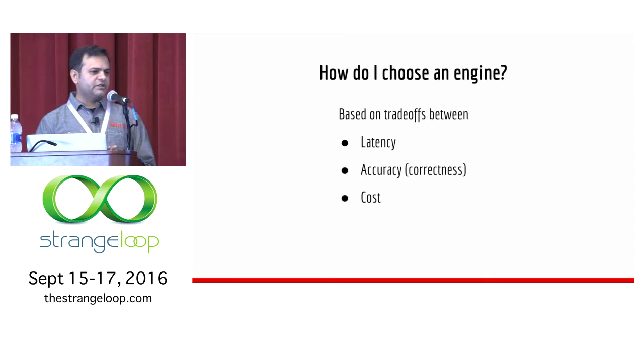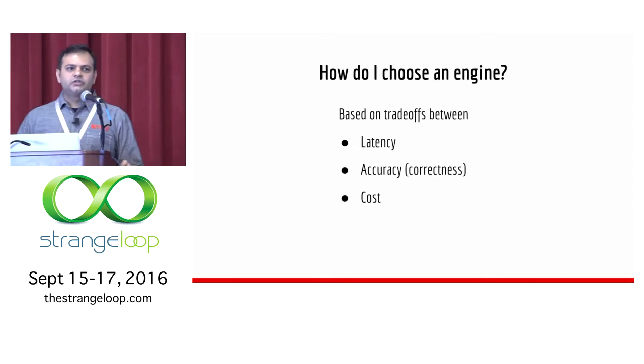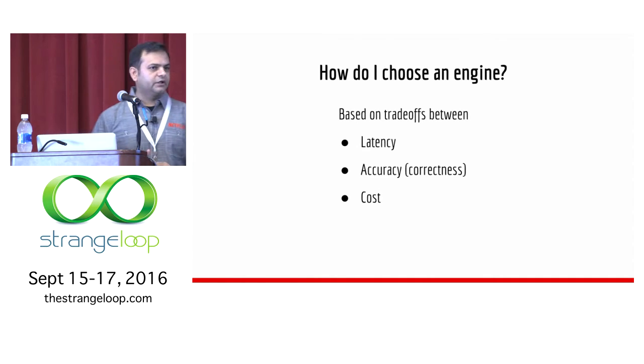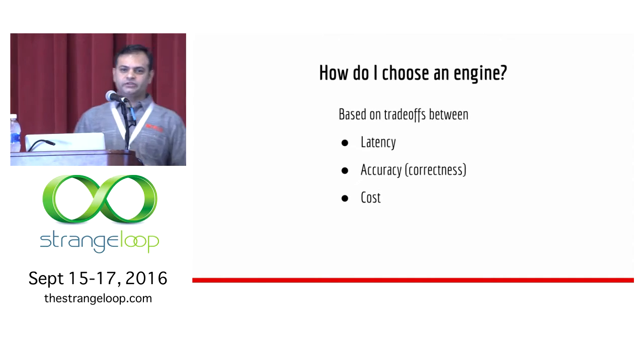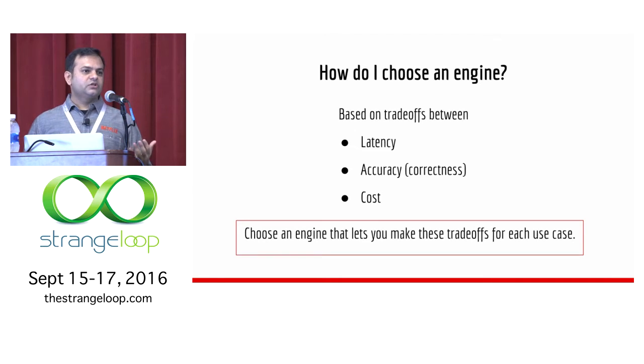So you may ask, how do I choose a certain processing engine? There are 3 factors you need to consider when you want to choose one. You have to choose between the trade-offs of latency, cost, and what kind of accuracy you're looking for out of your system. And you should choose an engine that lets you make these trade-offs, but does not make it for you. So you need to have the option open for a use case so you can choose between these 3 and make a wise decision.